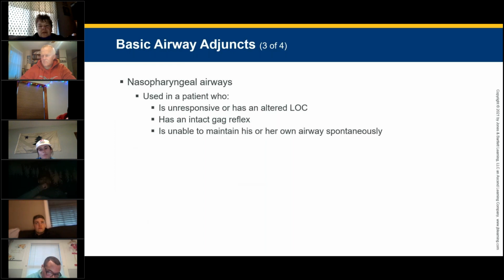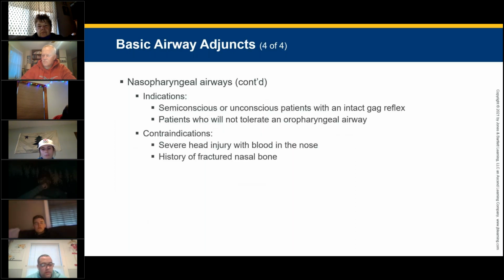Nasopharyngeal airways. So this is used in a patient who has an intact gag reflex, but still can't manage their own airway. Indications: a semi-conscious or unconscious patient with an intact gag reflex, and a patient who otherwise will not tolerate an oropharyngeal airway. Contraindications would be a severe head injury with blood draining from the nose, or a history of a fractured nasal bone.